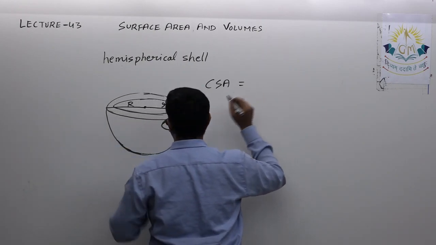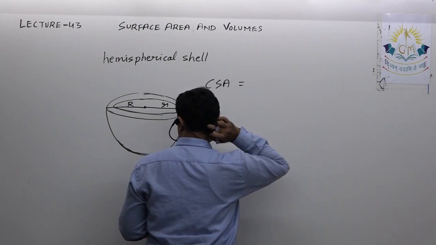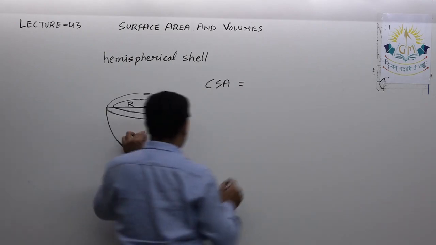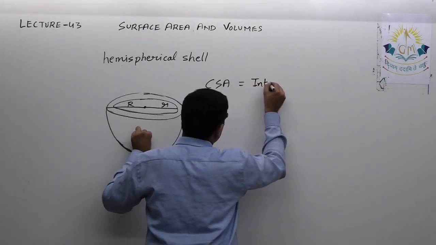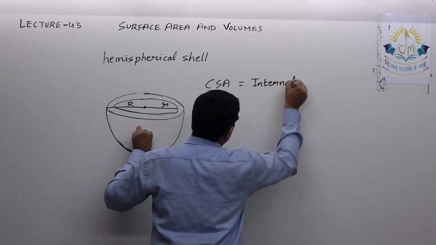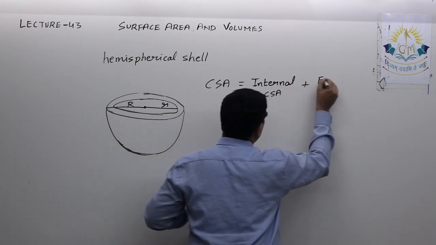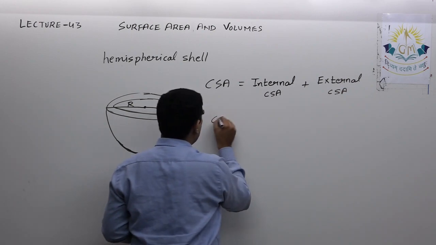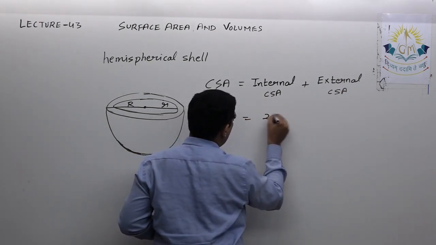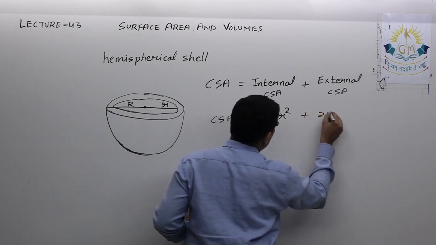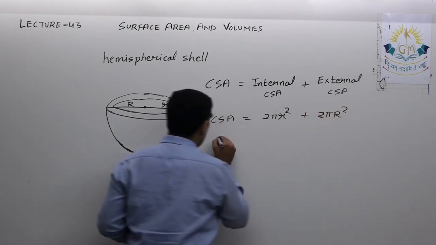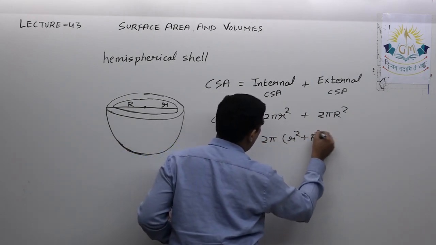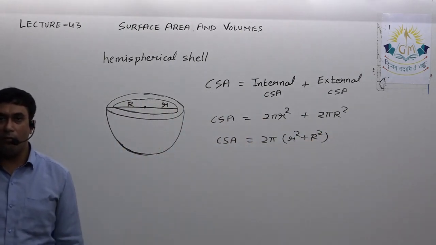So the CSA of a hemispherical shell: the CSA of a hemisphere is 2 pi r square. So for internal CSA plus external CSA, that means the CSA over here is 2 pi r square plus 2 pi capital R square. So I can write CSA, if I take 2 pi common, as small r square plus capital R square. That is the curved surface area of a hemispherical shell.